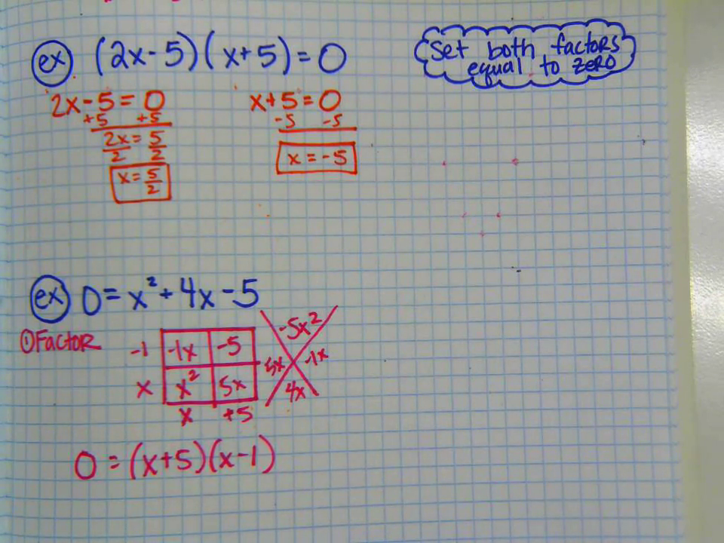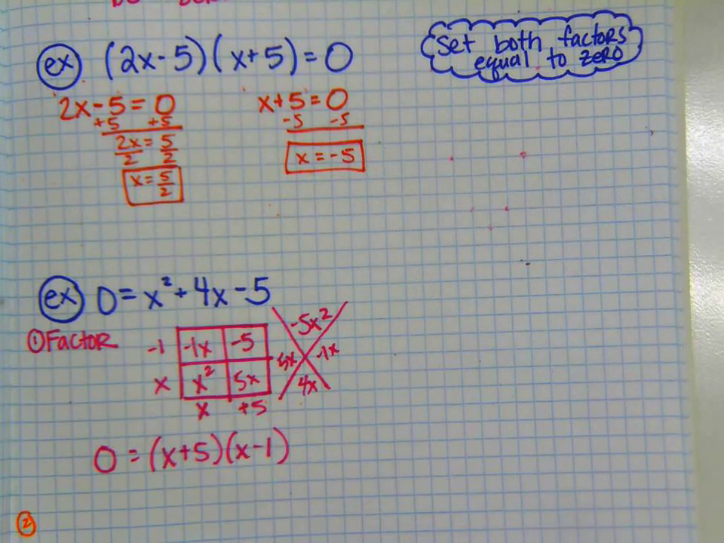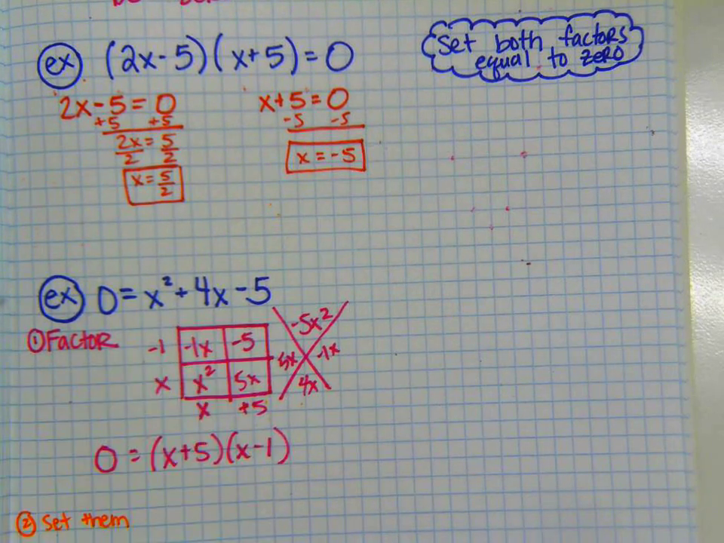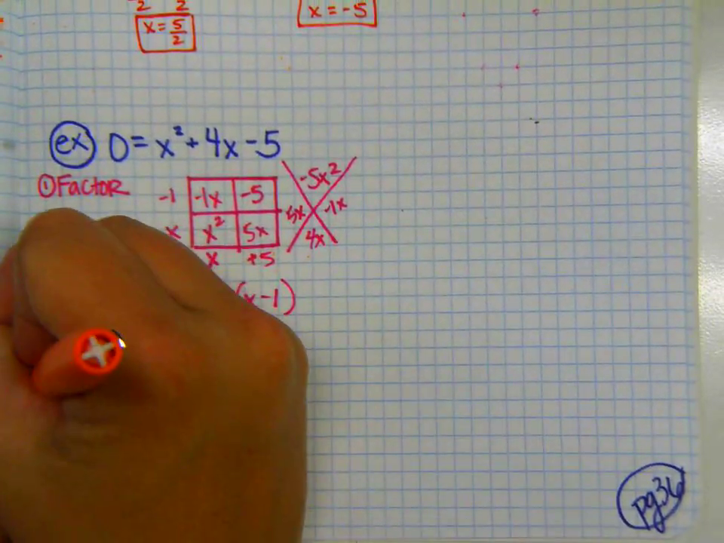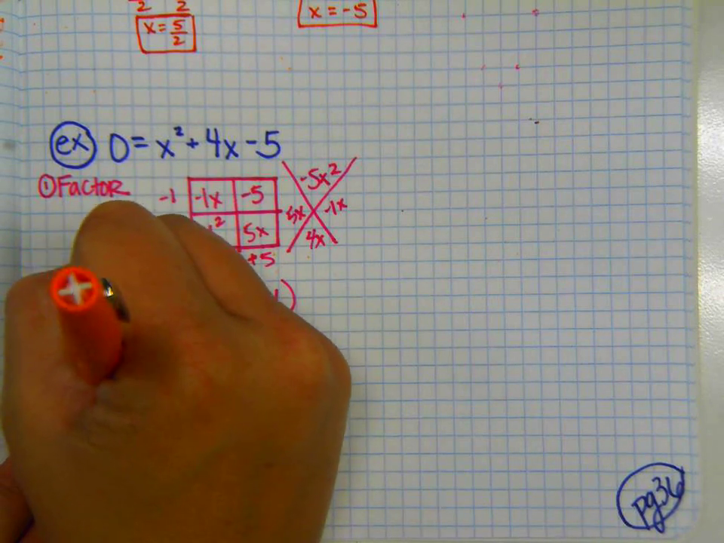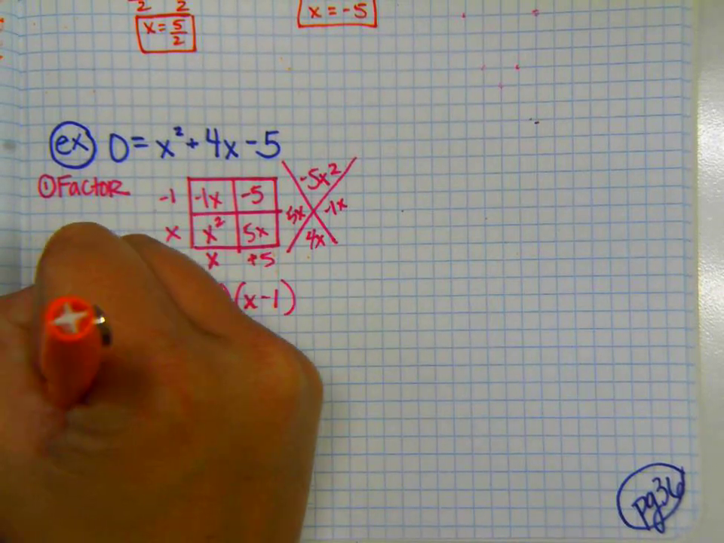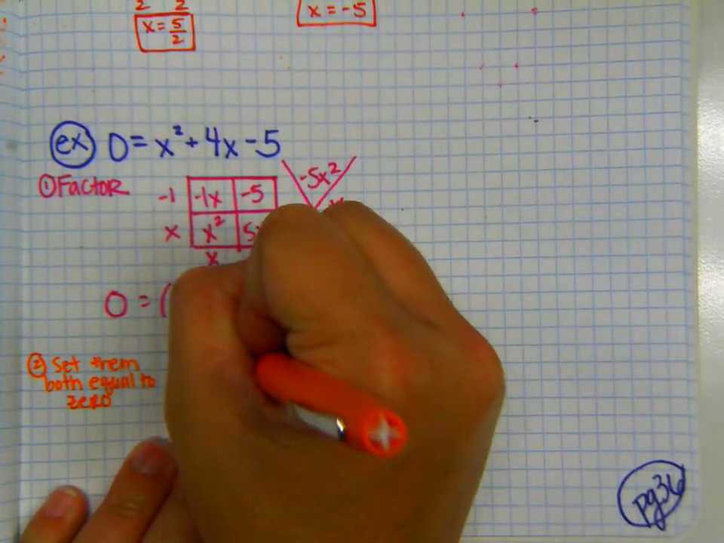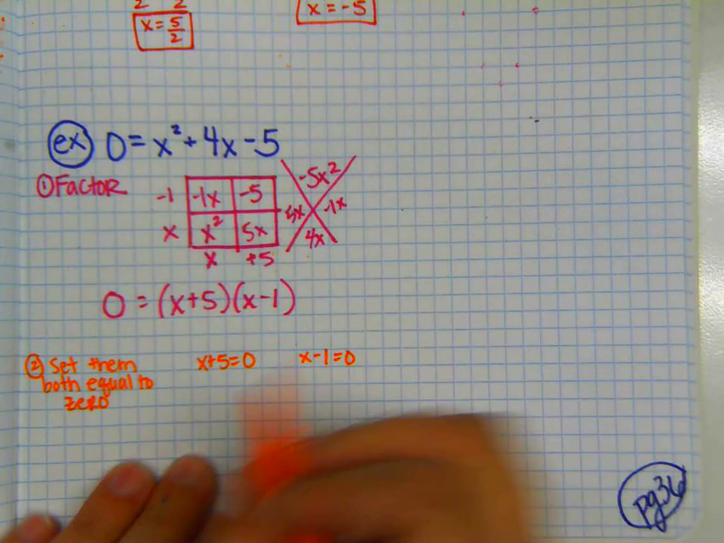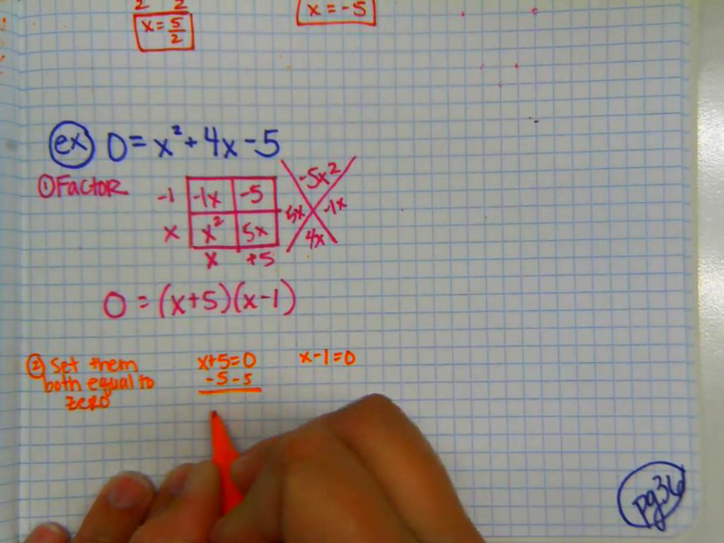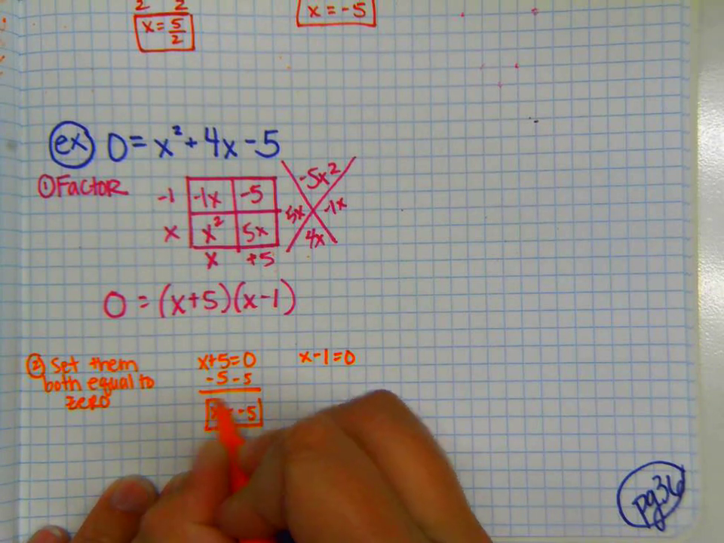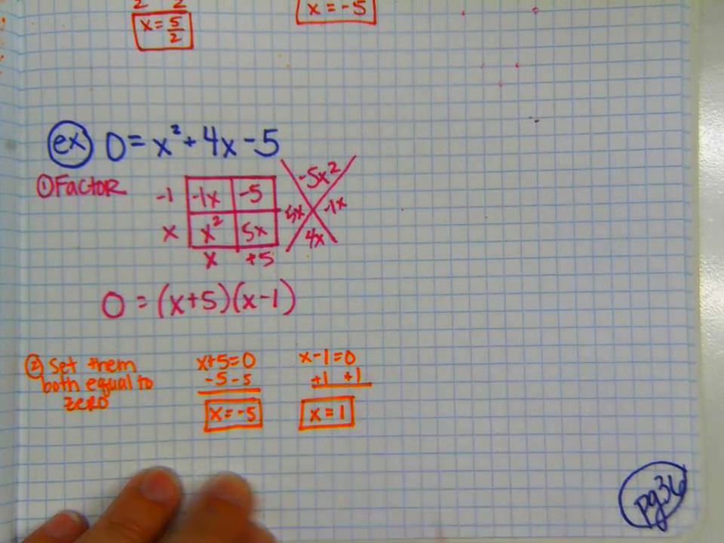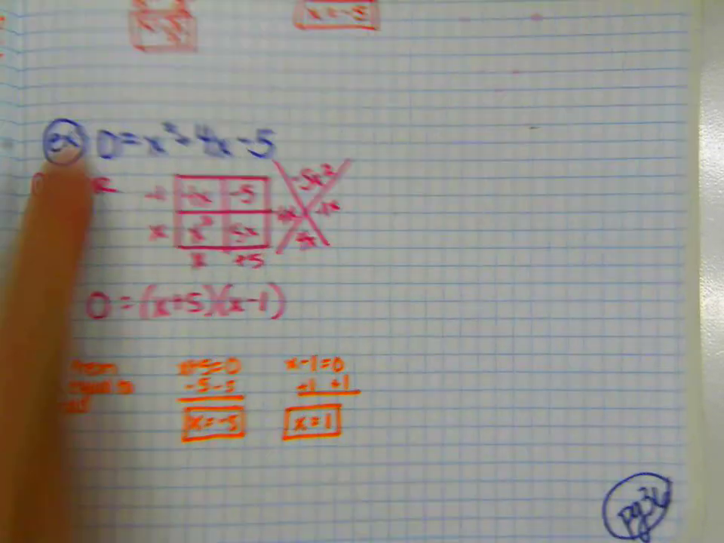Then from there, our step 2 is going to be to set them both equal to 0. So I'm going to set x plus 5 equals 0 and x minus 1 equals 0. Solve both. x equals negative 5. And over here, x equals 1. Okay? And those are your two answers. That's how you solve something that looks like that.